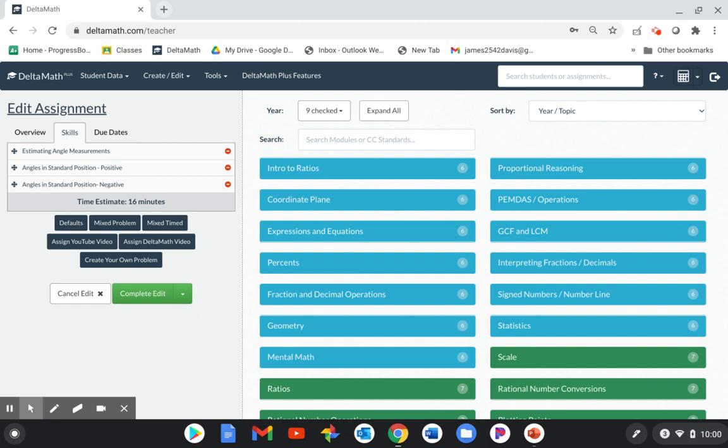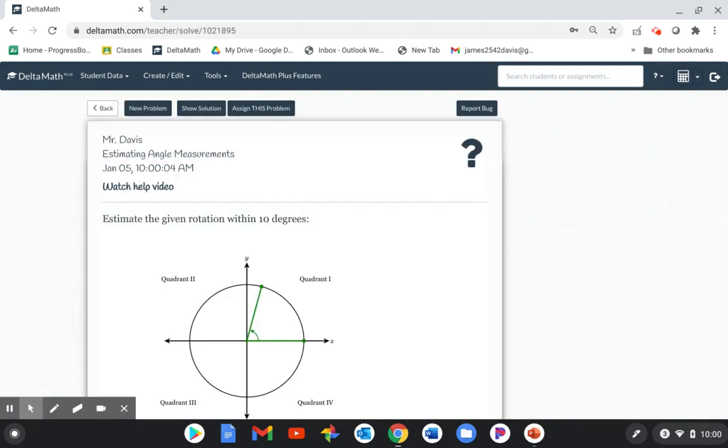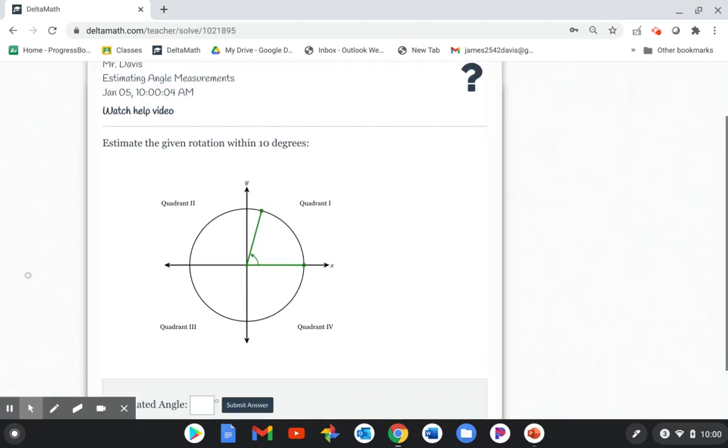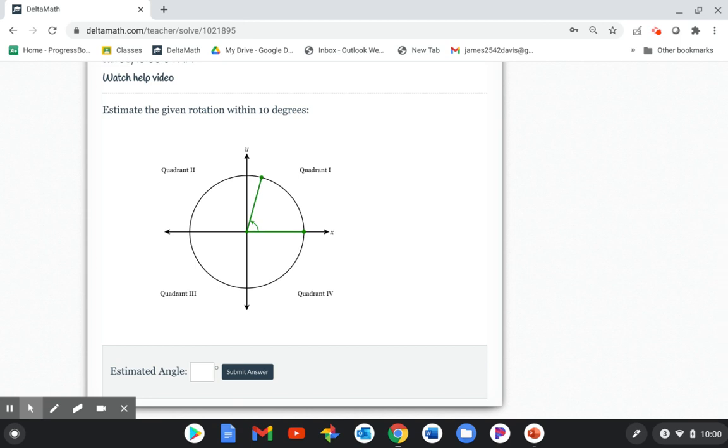Flip over to Delta Math here. The first thing you're going to be doing is estimating. It also gives you the quadrants. We'll talk about that more when we do the unit circle, but you should be a little bit familiar with these quadrant names. If you remember from probably Algebra 2 or Algebra 1, this is Quadrant 1, Quadrant 2, Quadrant 3, Quadrant 4. So they also move in a counterclockwise fashion, the same way that we're going to be moving these angles.